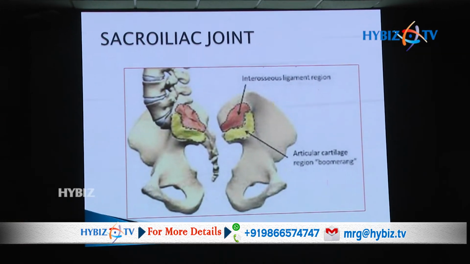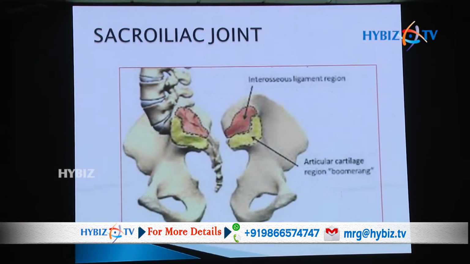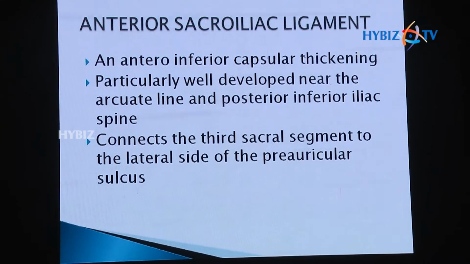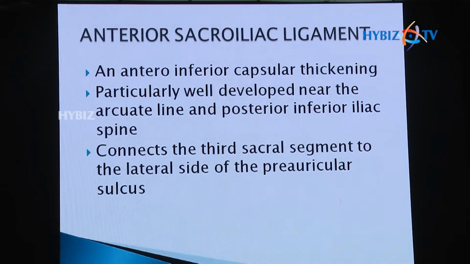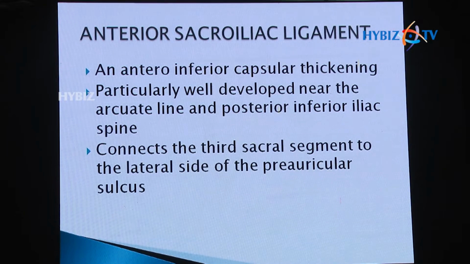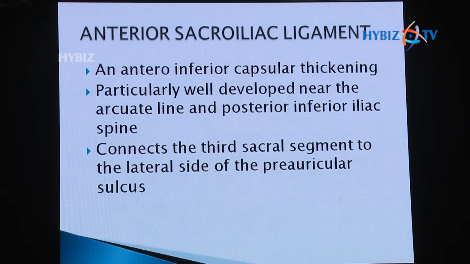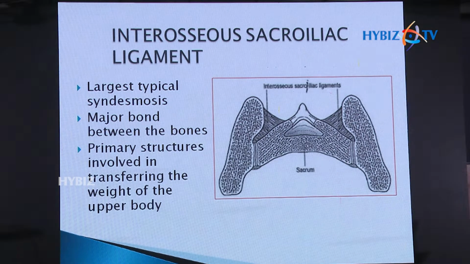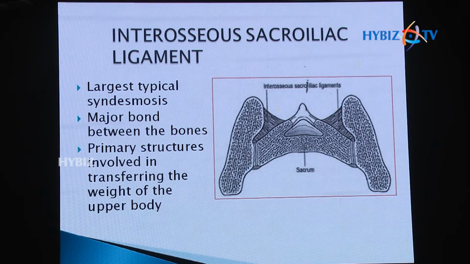The sacroiliac joint has three ligaments: anterior, posterior, and the interosseous sacroiliac ligament. The anterior ligament is an anteroinferior capsular thickening extending from the posterior inferior iliac spine, and it is prominent near the arcuate line and posterior iliac spine. It connects the third sacral segment to the lateral side of the preauricular sulcus. This ligament represents a typical syndesmosis, and it is the major ligament responsible for weight bearing in the sacroiliac joint.